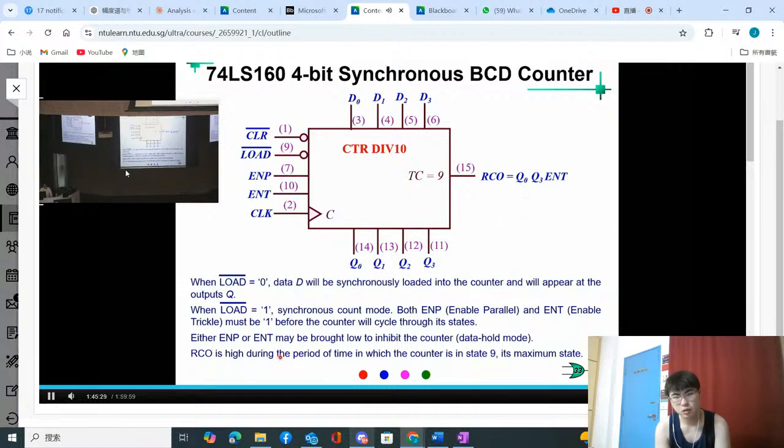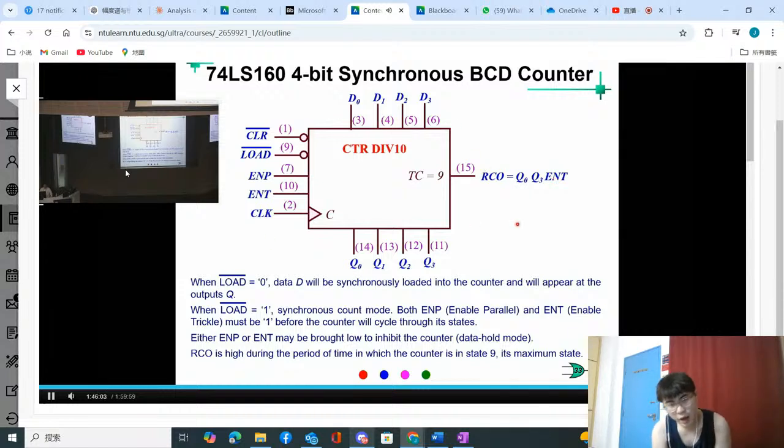RCO is high during the period of time where the counting is in state 9, the maximum state. For example, you count to 9, and you realize that this RCO will be equal to 1. The output equal to 1. Okay, so you count to 9. 9 is Q3 and Q0 equal to 1, and the ENT equal to 1. This means that you stay there until you reset it, until you clear the output.